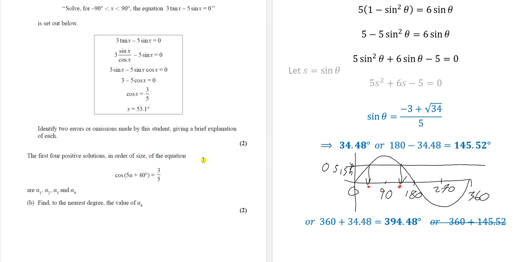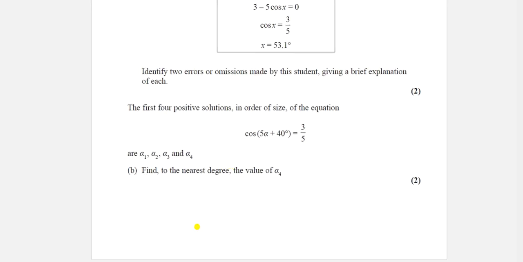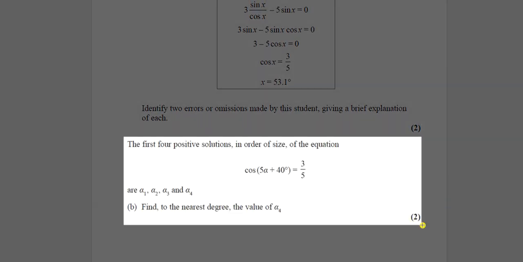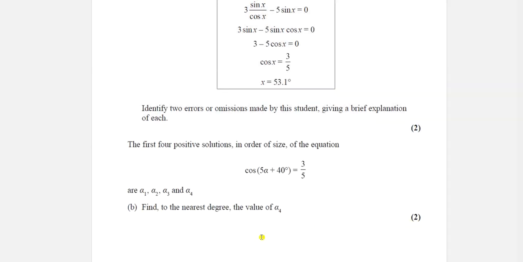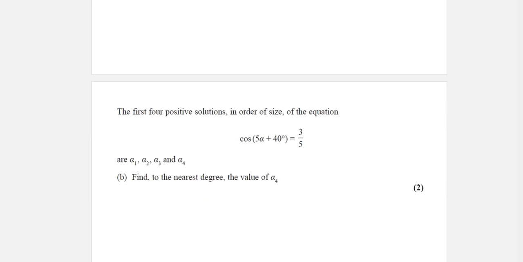Now we get on to the final part of this question. The first 4 positive solutions in order of size of the equation cos 5 alpha plus 40 equals 3/5 are alpha 1, alpha 2, alpha 3, and alpha 4. Find, to the nearest degree, the value of alpha 4. Now this is worded in a somewhat different way to the previous questions. They've not given us a solution range. What they've given us instead is, can you find the first few positive solutions?